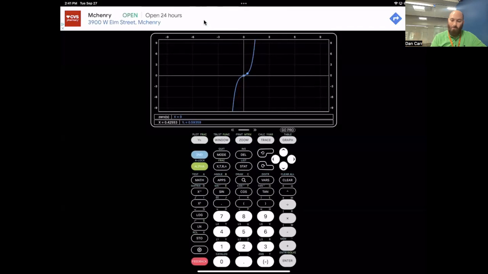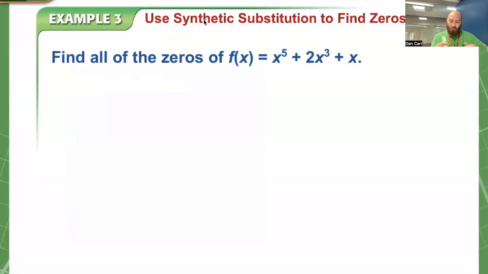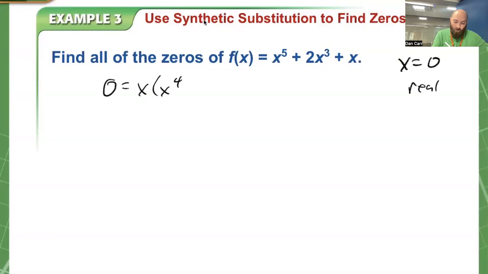So I come back here. I have one real solution at 0. Okay, so there's my real one. So that means, honestly, I could just do this. I can actually do this a little bit differently. If I want to find all the zeros, then I'm going to factor x out of everything. I'm going to have x to the 4th plus 2x squared plus 1.